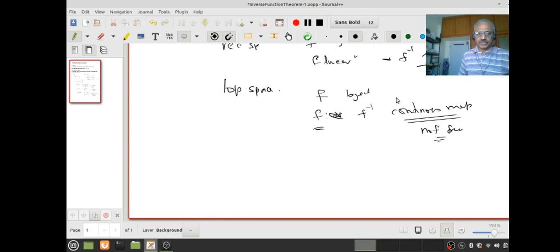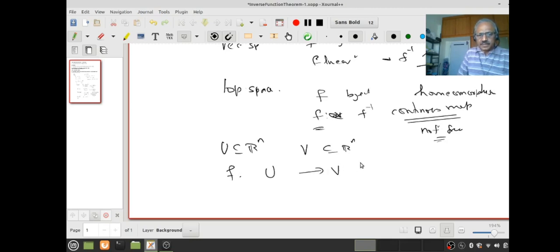Okay, now I'm going to ask you a question. Suppose U is an open set in Rn, and you say this is a homeomorphism. This is an isomorphism among topological spaces. And suppose V is also an open set in Rn, and I want f from U to V to be a bijection. Okay, but remember, we are talking about differential calculus, differentiable maps, etc. So what kind of isomorphism should I look for?